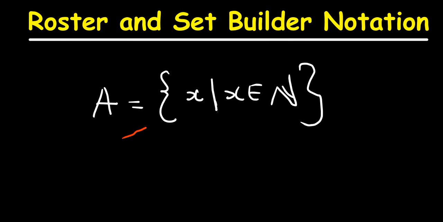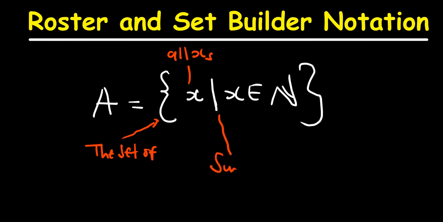So the first bracket there means the set of. And then this x here means all x's. And this vertical line here means such that. So this is mathematical language, right? Such that. And this one here is just the set of natural numbers.